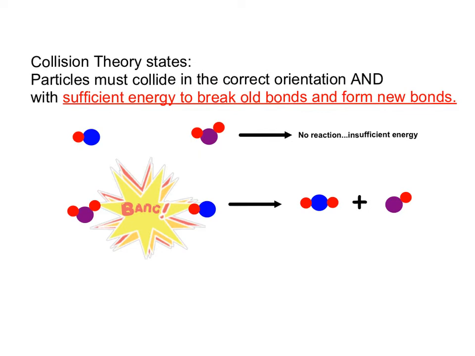So if we have that top reaction, these are the two that we circled in the last slide. They can collide, but if they don't have enough energy, they just bounce off each other and nothing changes. But if they collide and have enough energy, you rip apart some old bonds, you form new bonds, and you get two brand new particles, or two brand new molecules.